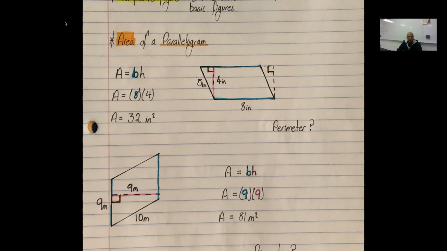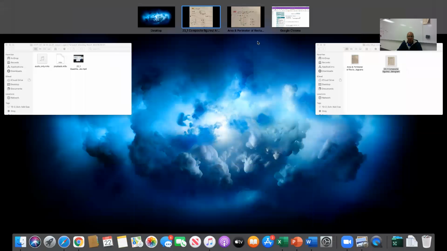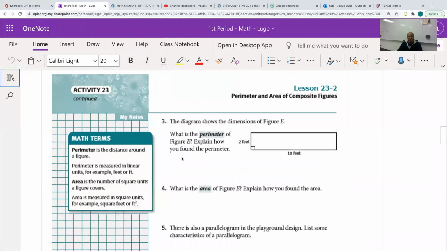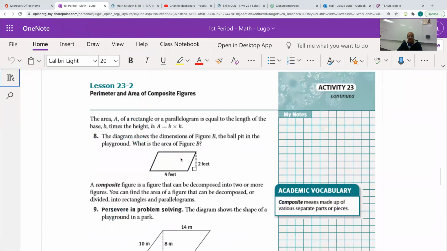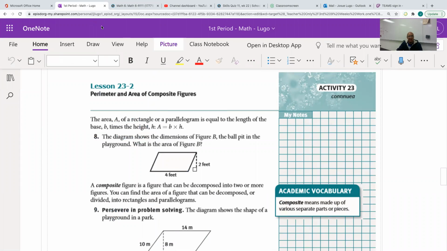So with that in mind, ladies and gentlemen, if you turn to your assignment and look at number 8, there we have a nice little parallelogram. And it's asking you, what is the area of that figure? Again, area is going to be base times the height, the shortest distance. And notice how this is the same as this. So it would really be base times the height, base times the height.